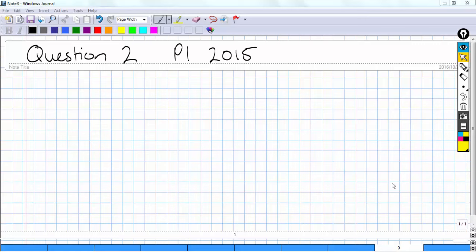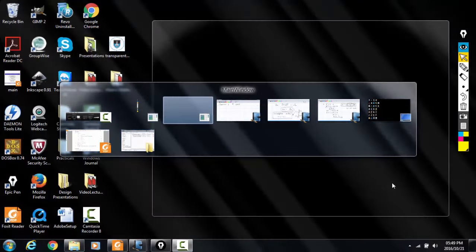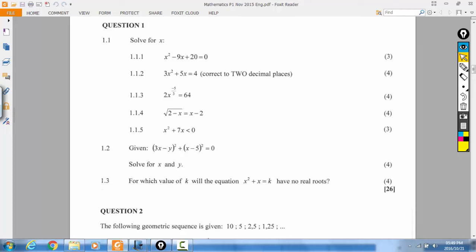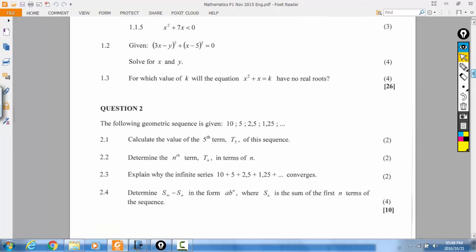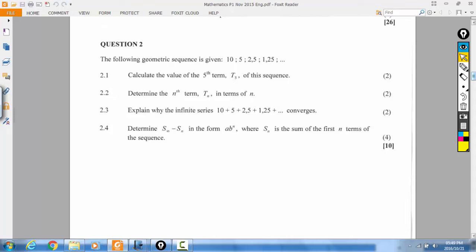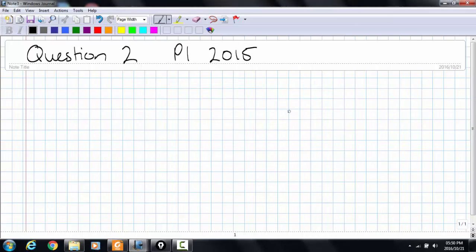Okay, so just to look at question number 2, if I can pull it up quickly. Question number 2 states the following geometric sequence is given. We've got 10, 5, 2.5, 1.25. So we can see immediately this is geometric. Obviously they tell us, but we can see it's geometric because it's got a common ratio. That common ratio is a fraction, and therefore this will converge. Okay, but let's actually go and work this all out. We can work through it as we go along.